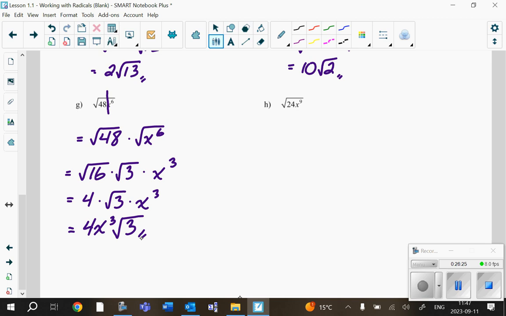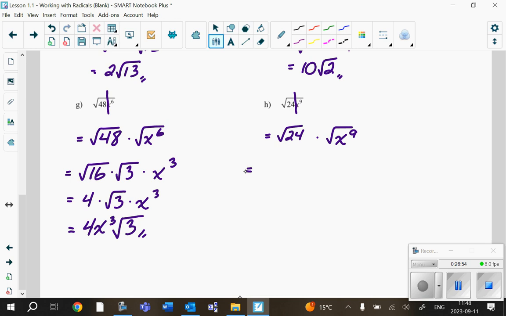That's a new one. Yes, let me do it again. Let's do it again. But essentially that's it. So this one, first thing you do, split it. Root 24 times root x to the 9. And now let's just simplify each one.